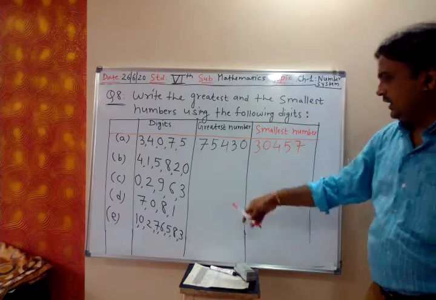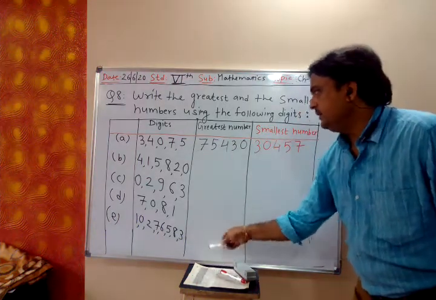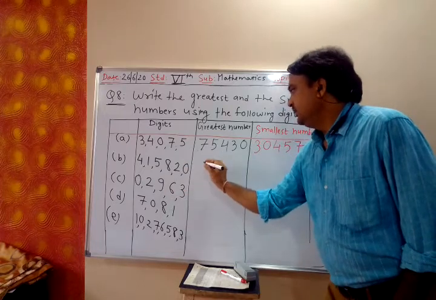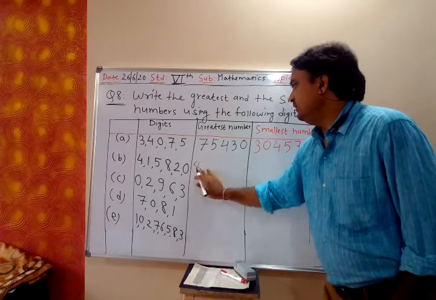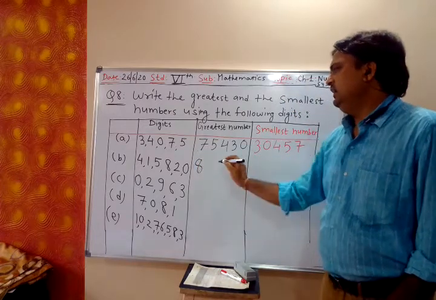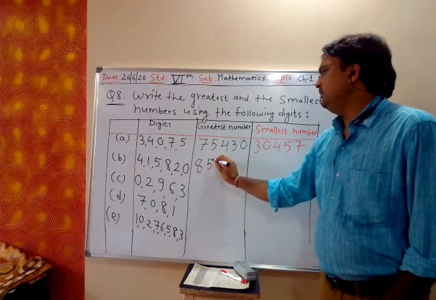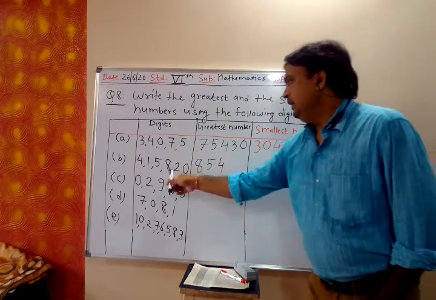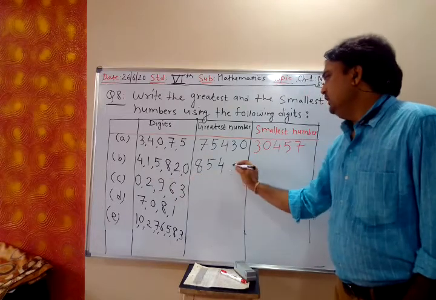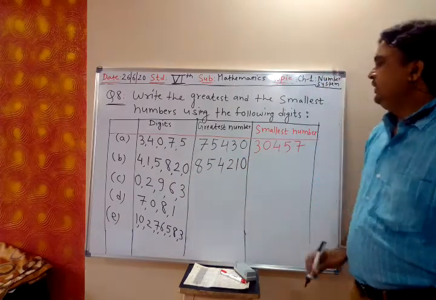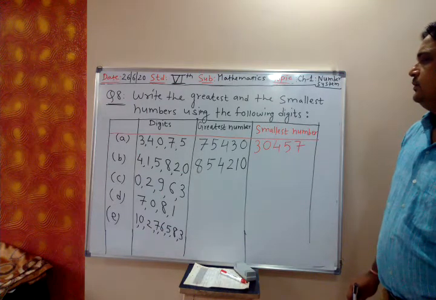Then the greatest number for the B part: start with the greatest digit, 8. Then 5, then 4, then 2, 1, 0. So 8, 5, 4, 2, 1, 0.